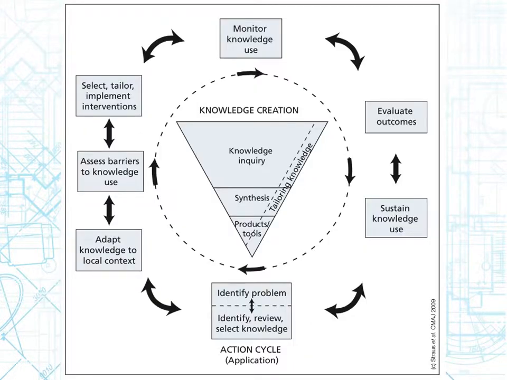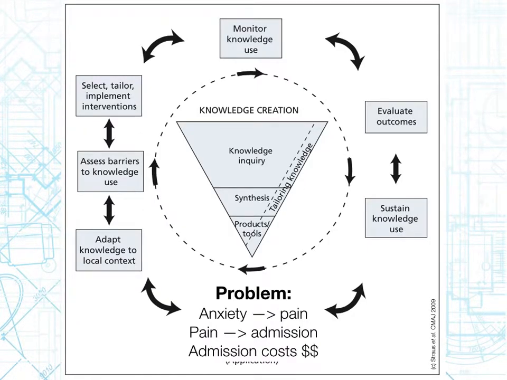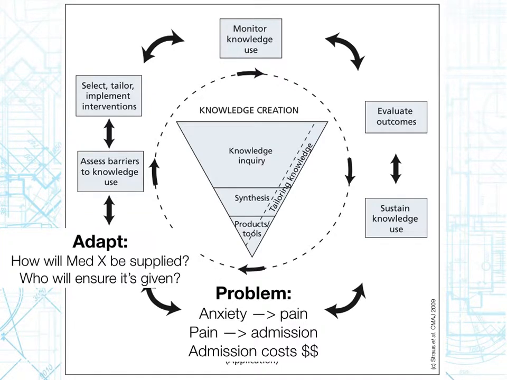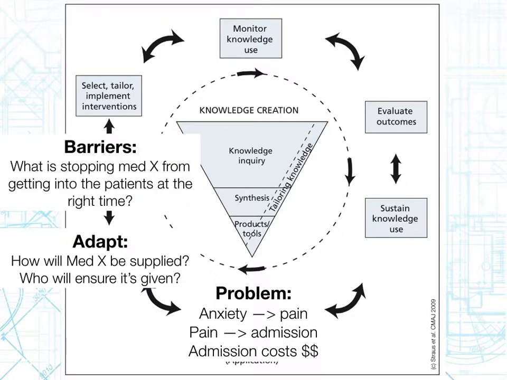So let's go back to the action cycle. We've defined our problem in brief, and we have an intervention we'd like to adopt in our local environment. We need to adapt the protocol for our institution. How will patients get the medication, and who will ensure it's available at the right time? As we go, barriers may be impeding our success.